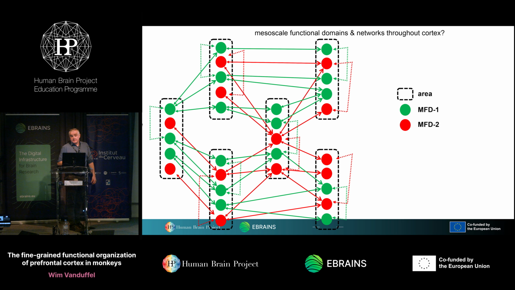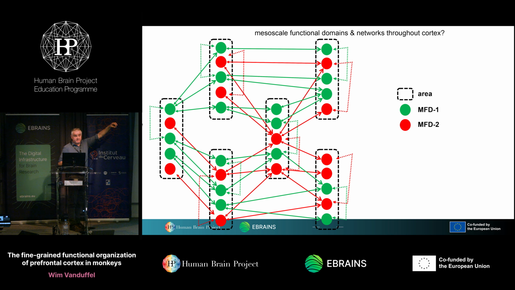So the question arises whether this holds true for the rest of the cortex. Of course, there are additional changes that will happen at different hierarchical levels, but whether these mesoscale networks remain there throughout the cortex up to prefrontal cortex.